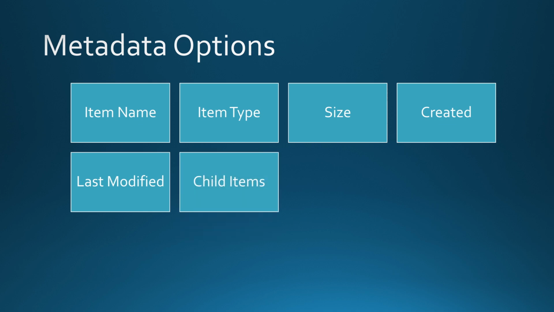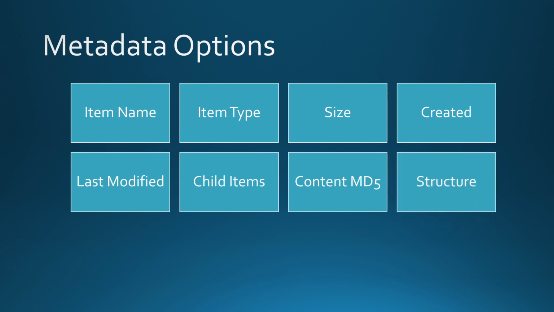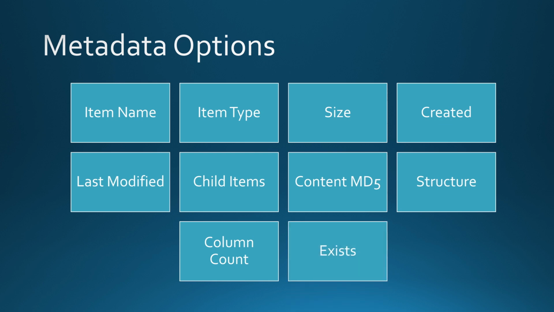Then we have child items that will return all the files and folders inside a folder. Then we have content MD5 that will return the MD5 hash of the file. Then we have the structure that can be used to fetch the structure of a file or a table in a relational database. Then we have a column count that will return the column count of a file or a table. And lastly, we have exists that will check whether this file or table exists. Exists will return a Boolean value, meaning true or false.